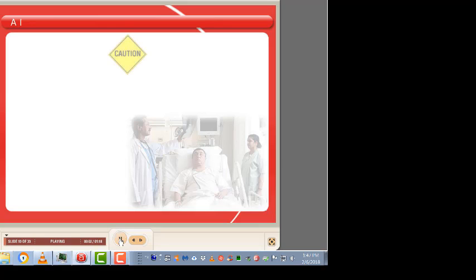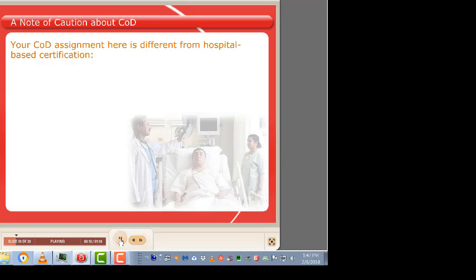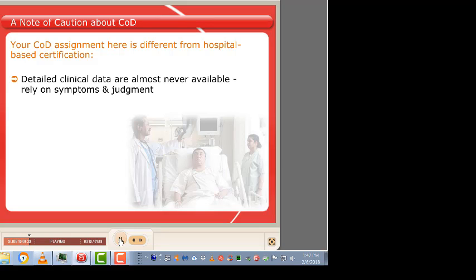A note of caution. Here is where you have to unlearn what you learned in medical college. In a hospital, you have clinical and other information available for most of the cases you see. But these detailed clinical data and tests are almost never available in the household interview. Therefore, you have to rely on the relevant symptoms and use your judgment as to the most likely cause of death based only on the information provided.